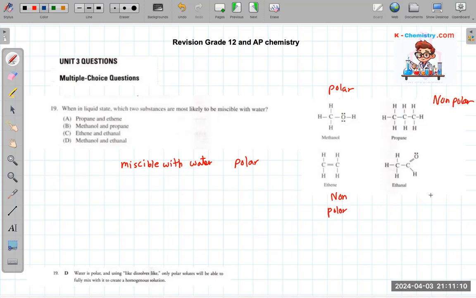And this is polar also. But this one is hydrogen bond. And this one is dipole-dipole. So I will look for the polar ones, which is the methanol and the ethanol, and these two will be the correct answer. The others, the non-polar ones, cannot be included.